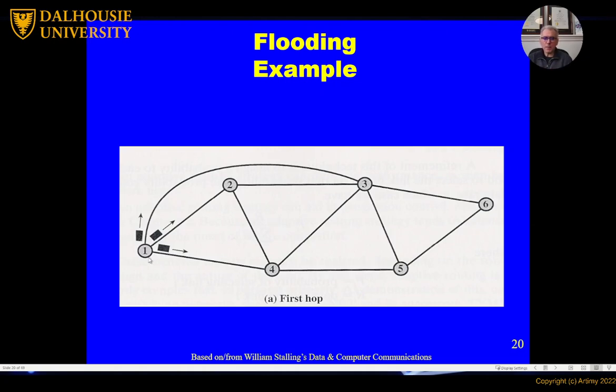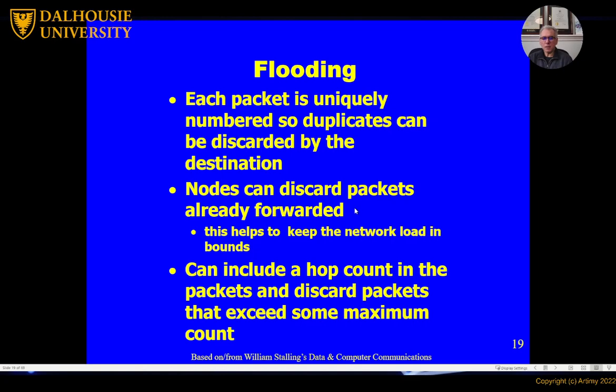So in that case, a packet started from 1, goes to 3, goes to 2, goes to 1 again, goes to 4 and dies, right? Or goes to 3, 4, and 1 and dies because we exceeded the number of hops. So this is another strategy that allows the duplicates, but eventually the duplicates will die out because each one of these packets has a maximum number of hops to travel.